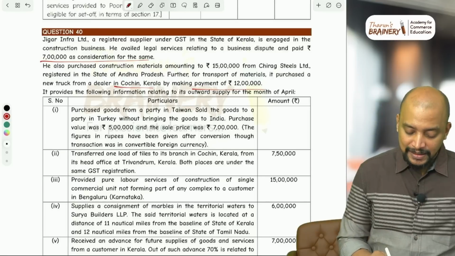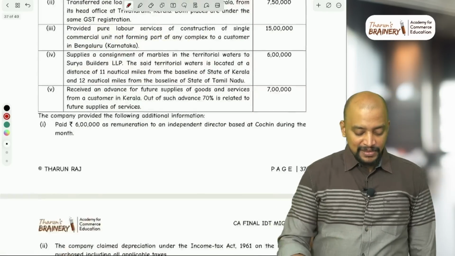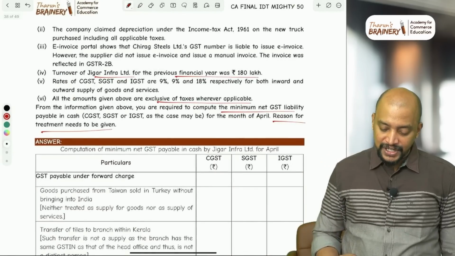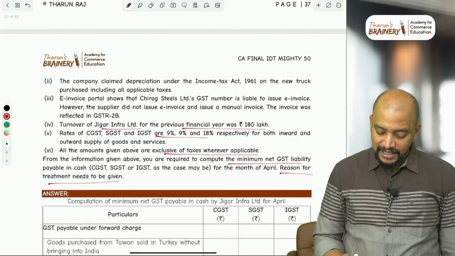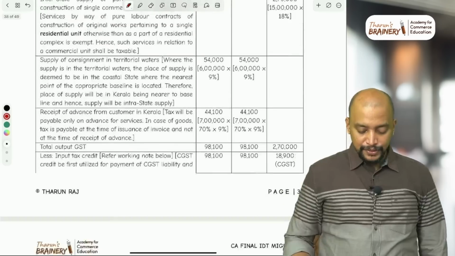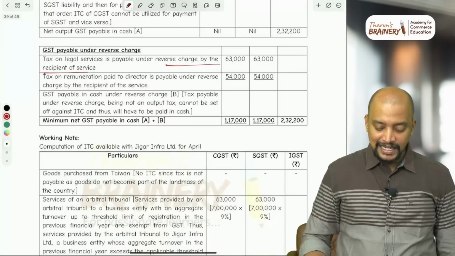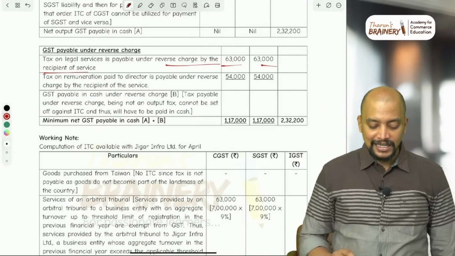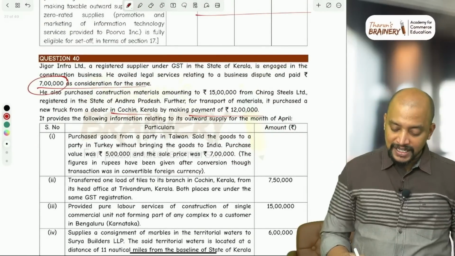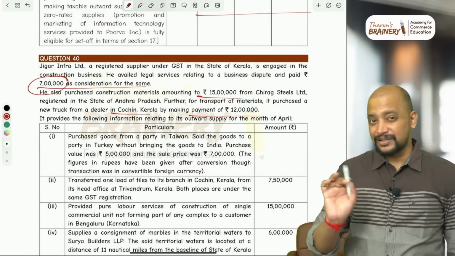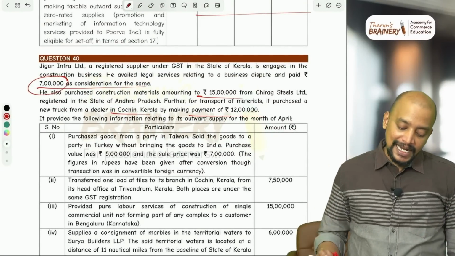So it's an intra-state supply of 7 lakhs, and that will come under RCM. And what is the rate of GST that is given? The rate of GST is 9% and 9%. So therefore you can see here RCM 63,000 and 63,000. Then next one, he also purchased construction materials amounting to 15 lakhs. It is not RCM, but can he take ITC?